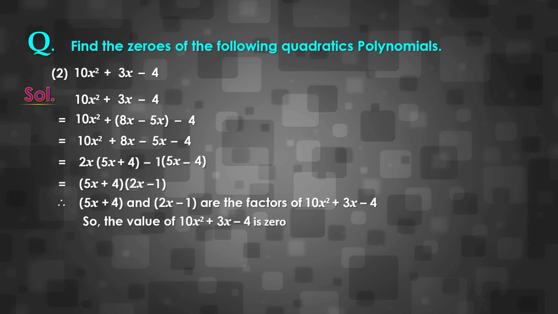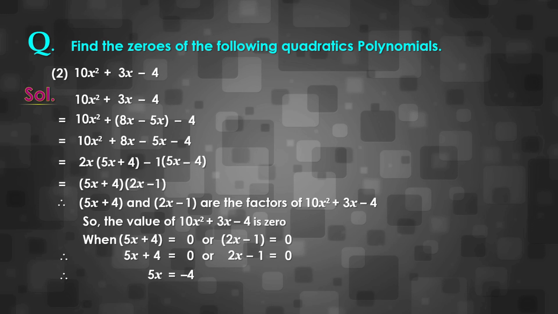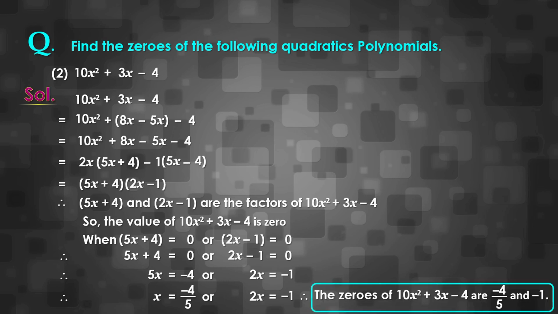Now, to find the zeros, we equate each factor to 0. First, 5x plus 4 equals 0. This gives 5x equals minus 4, and therefore x equals minus 4 by 5. Second, 2x minus 1 equals 0. This gives 2x equals 1, and therefore x equals 1 by 2. Therefore, the zeros of the quadratic polynomial 10x squared plus 3x minus 4 are minus 4 by 5 and 1 by 2.